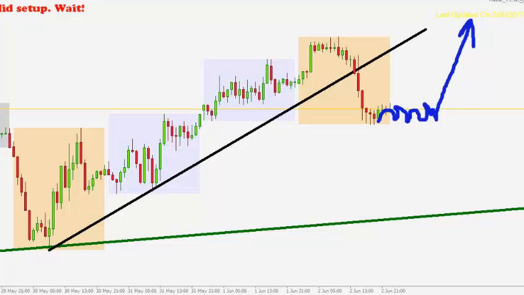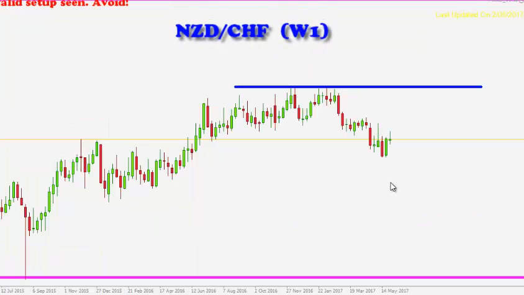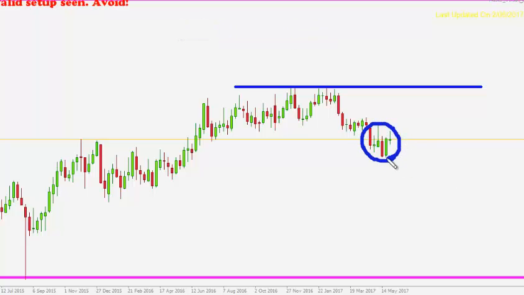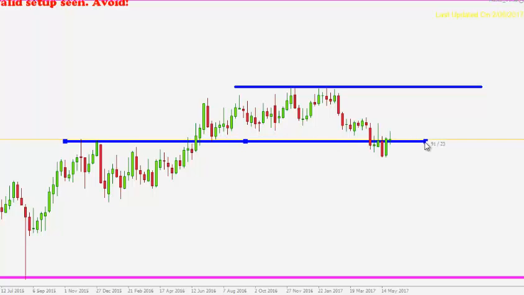Okay, let's look into the next one, the New Zealand Dollar against the Swiss Franc. This is the weekly time frame. Price is finding serious hesitation around this point. You can see that for the whole of last month we were flat around this area. Price did not really take any direction. In fact, let's show our previous level of support. This was a previous level of resistance, acted as support right here, and right now it seems to be holding price around that point as support.